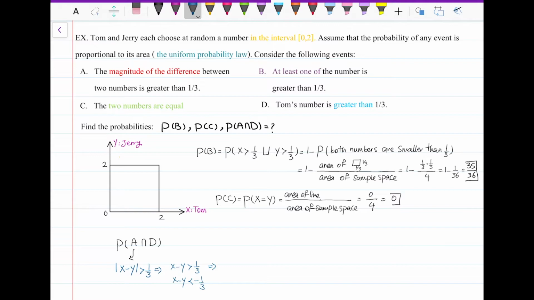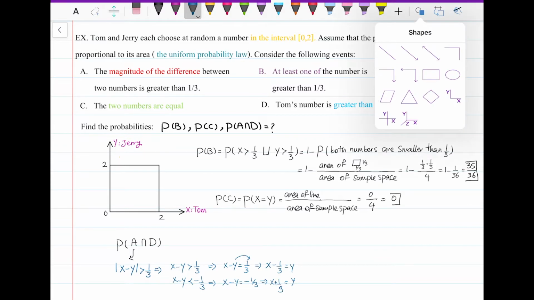The first one would be, I'm going to graph the equality first. So it would be x minus y equals 1/3. So I'm going to bring y on the other side. So x minus 1/3 would be y. This is the first line. For the second line, I have x minus y equals negative 1/3. So I'm going to bring y on the other side, x plus 1/3.